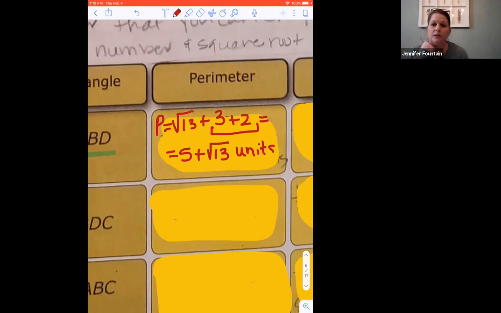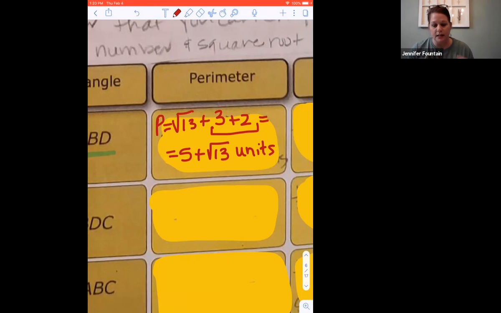And I'll go ahead and put units. So I'm going to have to leave my answer like that. I'm going to have to keep 5 and the square root of 13 separated with a plus sign because I'm adding them together. I cannot combine them because they're not like terms. Does everybody remember that? It's been a while since we worked on radicals.